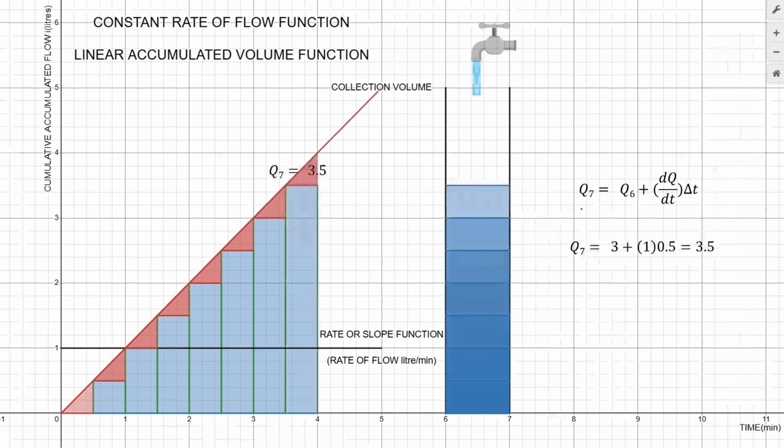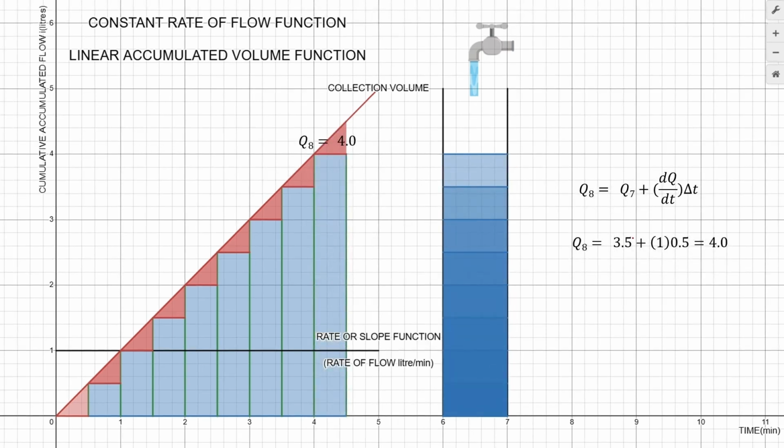Next we have q7. Q7 is q6 plus dq by dt times delta t. So q6 is 3, and this value multiplied by 0.5 gives 3.5. So q7 is 3.5. Now you can see that we are slowly calculating the cumulative accumulation mathematically. Next is q8. Q8 is q7 plus dq by dt times delta t, which is 4. So q8 is equal to 4 liters.